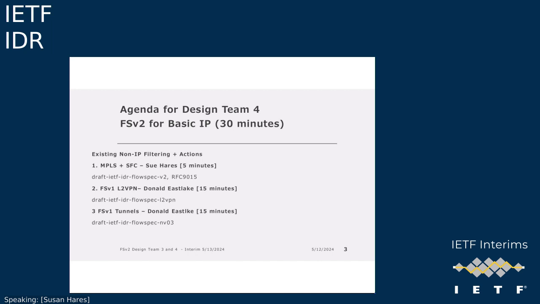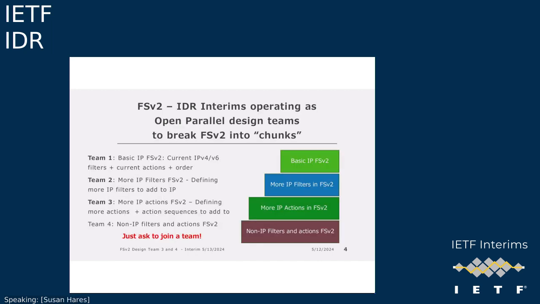Donald will cover L2VPN and tunnels. And we've been doing all of this work for a while. Now, these four design teams are looking at trying to get a basic IP. The basic IP FlowSpec is a small portion of the full FlowSpec material. We found that the full FlowSpec that we'd adopted as a working group was complete, which was our goal, consistent, and for the most part workable.